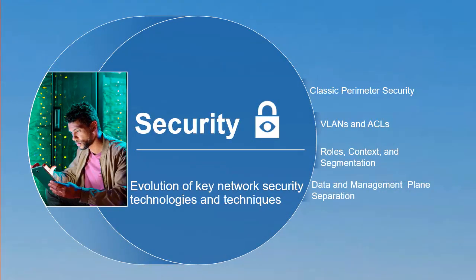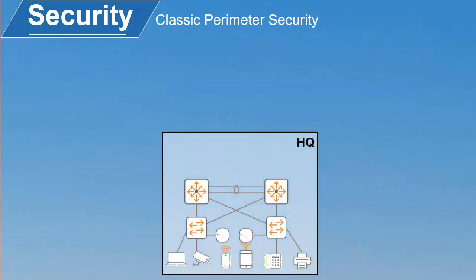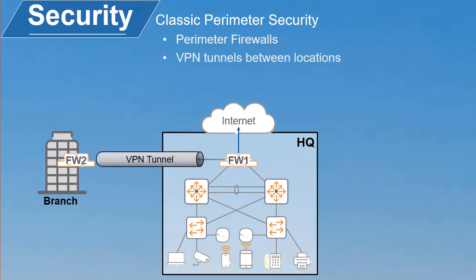I want to focus on the evolution and function of key network security technologies and techniques, starting with perimeter security. Early in my network design career, businesses were largely contained within the walls of one or more office buildings, with internet access, of course. Top of mind was the perimeter. We put robust, redundant firewalls at HQ and a firewall at each remote office. To enhance security, we configure an encrypted, hashed, and authorized virtual private network, or VPN, tunnel between locations.